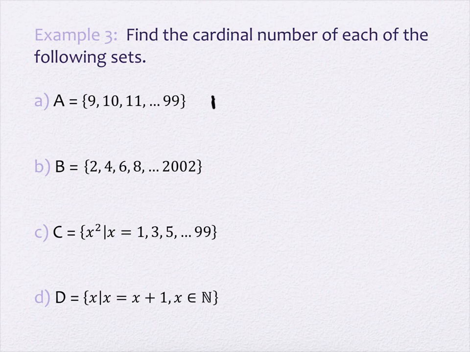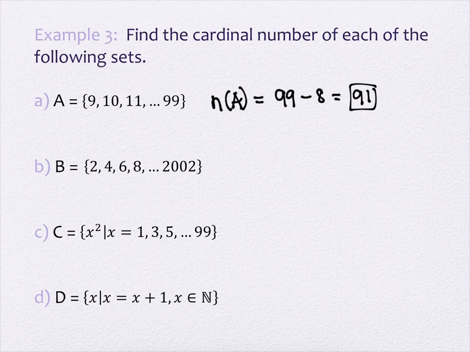Okay, so the notation looks like this: number of items in set A. We are going to subtract, but we don't subtract 9. What do we subtract? 8. We subtract the number before the one we're working with when the situation's like this. What's 99 minus 8? 91. So the cardinal number for set A is 91. And we will pick back up with this on Monday with part B.